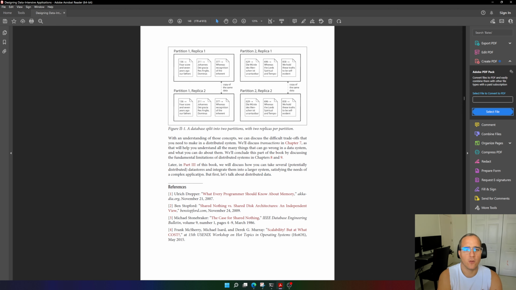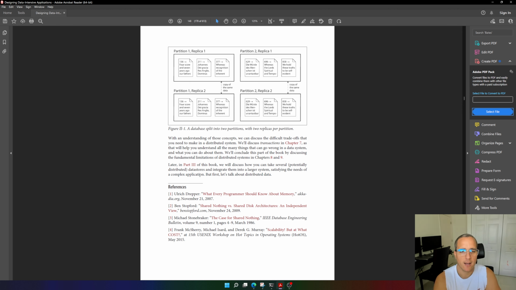With an understanding of those concepts, we can discuss the difficult trade-offs that you need to make in a distributed system. We will discuss transactions in Chapter 7, as that will help you understand all the main things that can go wrong in a data system and what you can do about them. We'll conclude this part of the book by discussing the fundamental limitations of distributed systems in Chapters 8 and 9.